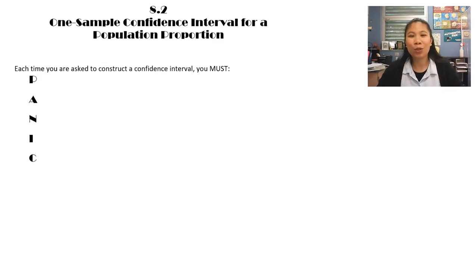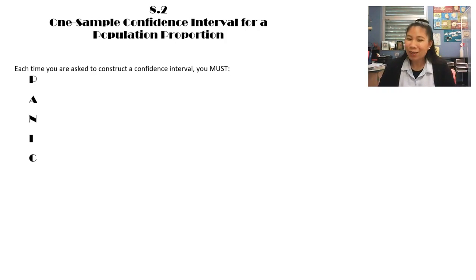So today we actually learn how to calculate a confidence interval and the process needed in order to make our answer complete and beautiful and include everything that we're supposed to. So here we go. Each time you are asked to construct a confidence interval, we talked about last time, a confidence interval is that point estimate plus or minus the margin of error. Every time you're asked to do that, you have to do some checks first.